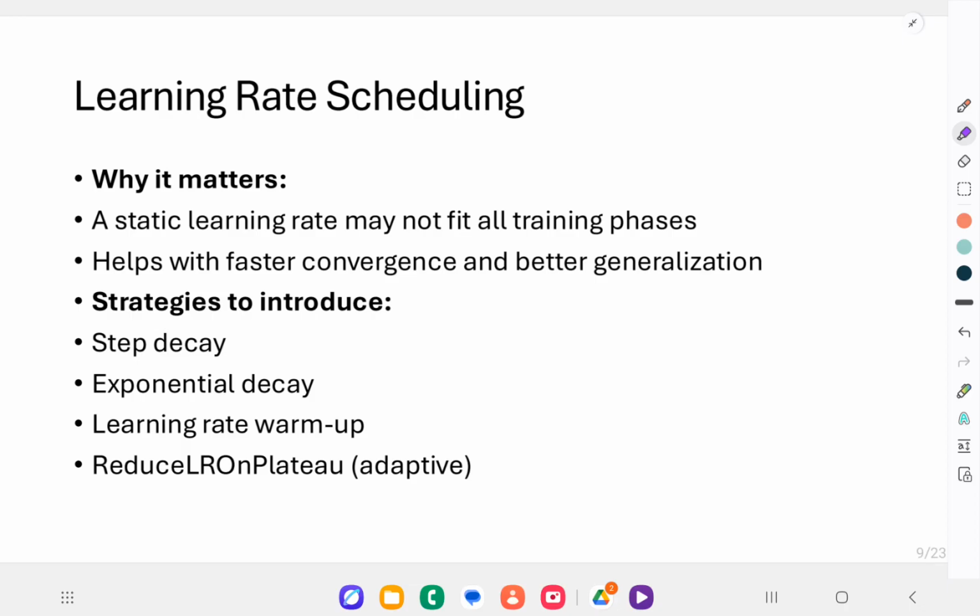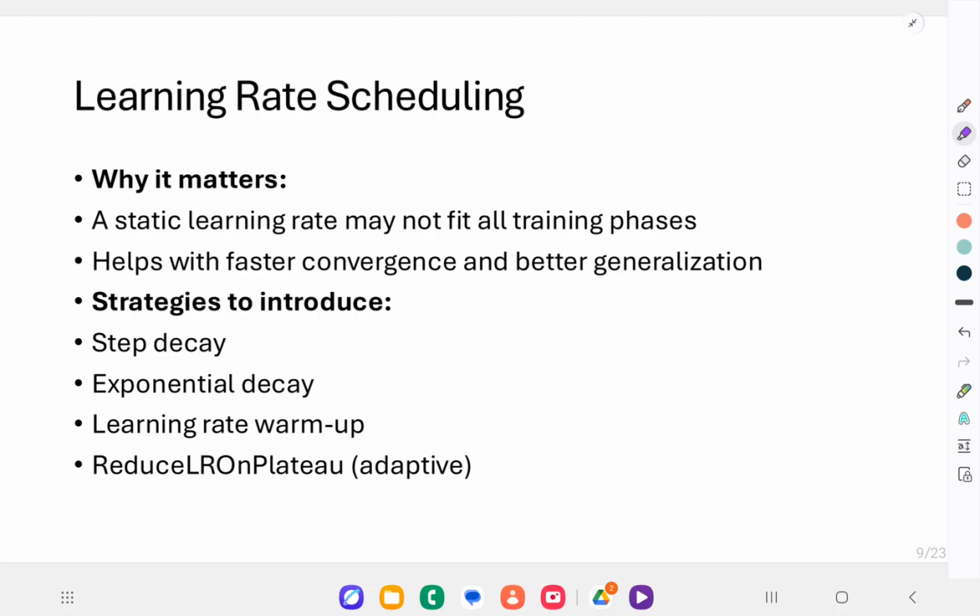So we've talked about the learning rate and how important it is. The ideal learning rate may not be the same throughout the training. In early epochs, you may want large updates to escape bad initial regions of the loss surface. But later, as you approach the minimum, you want small steps. You want to be more careful to avoid overshooting. That's where learning rate schedules come in.